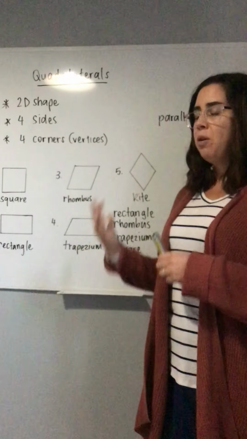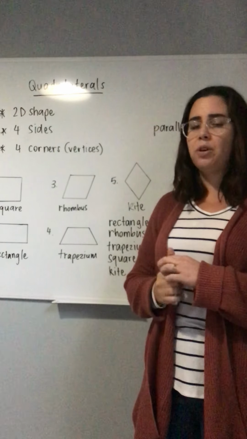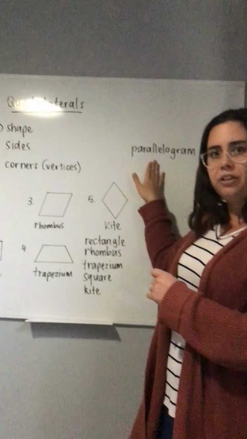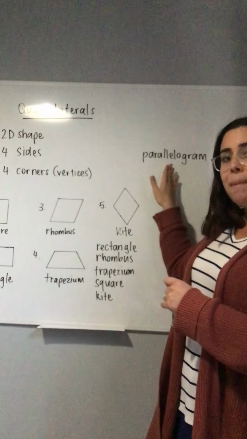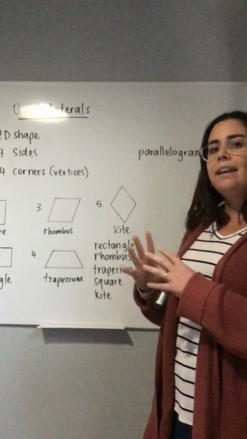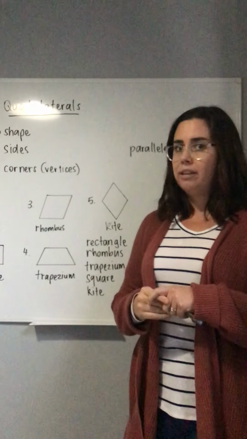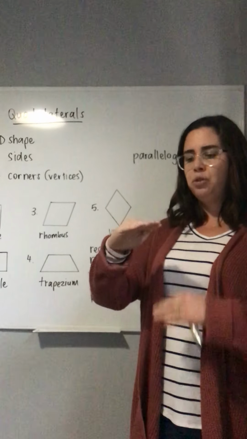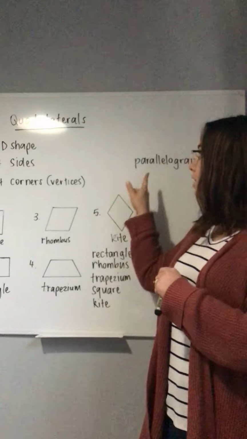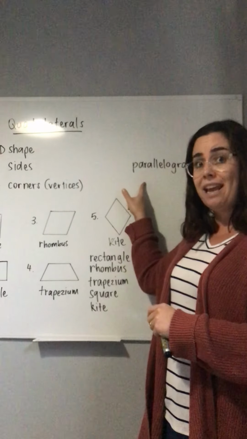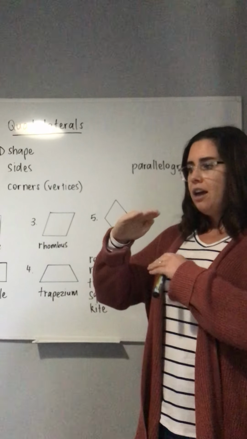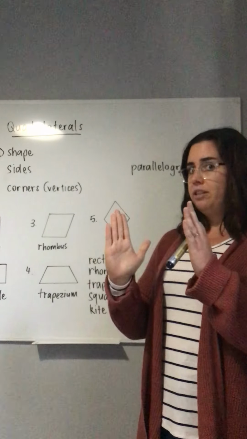Now, when we talk about quadrilaterals, we also need to talk about a thing called a parallelogram. I've written that word up for you here. Now, a parallelogram relates to parallel lines. Now, last lesson we talked about parallel lines and how they're 2 lines that are straight and they never meet. Now, a parallelogram has 2 sets of parallel lines. So they might be at the top and on the sides.